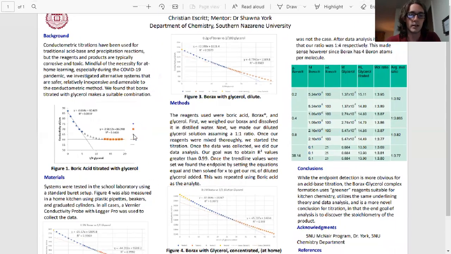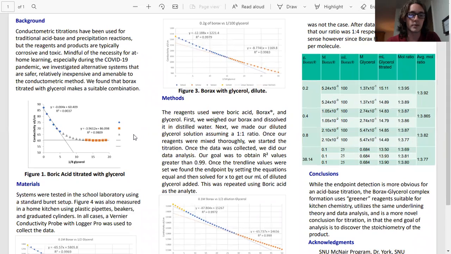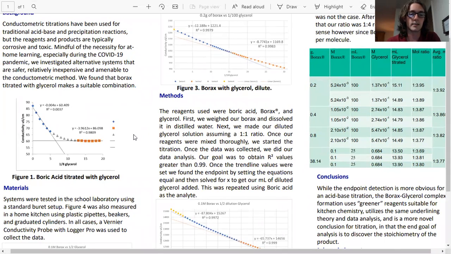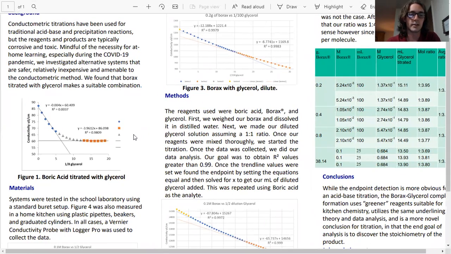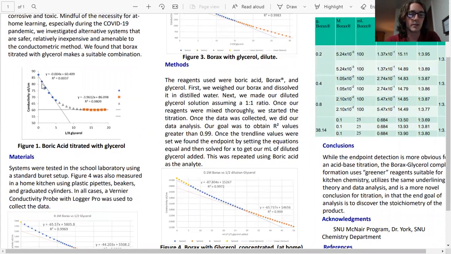So here in our first figure, we have boric acid and glycerol. This boric acid is a weak acid. And as you can see here, the conductometric titration has a much more obvious endpoint than our other ones will. And this is because we were using a weak acid and borax is not an acid. And so in using this weak acid, we had to extrapolate the data, which is where these lines intersect. Where these lines intersect is where our endpoint actually is.